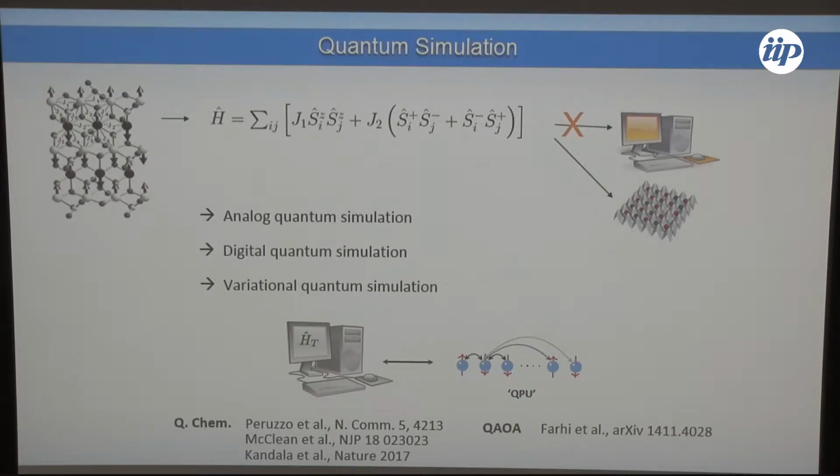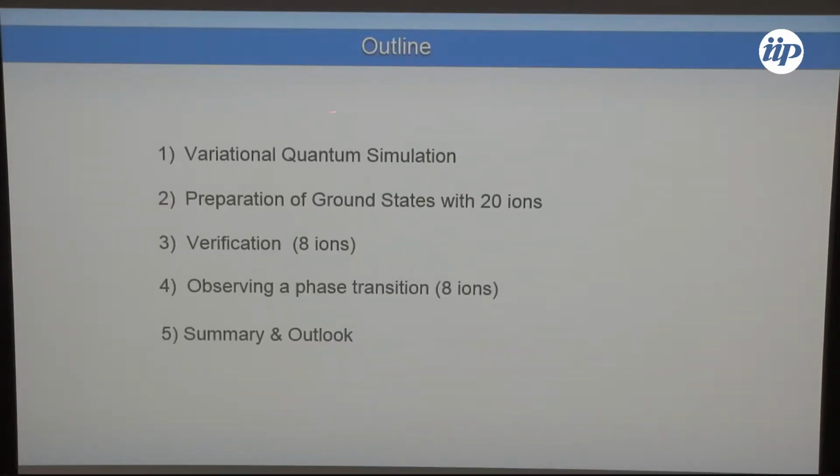There are some nice papers here about it, but these are all for 2 or 4 qubits, very small scale systems. And today I will actually show conditions under which we can do this for up to 20 qubits, so almost an order of magnitude more qubits. So this brings me to the outline of my talk.